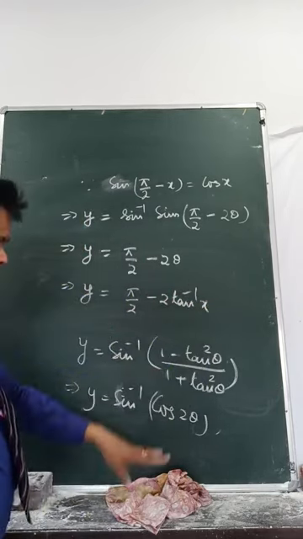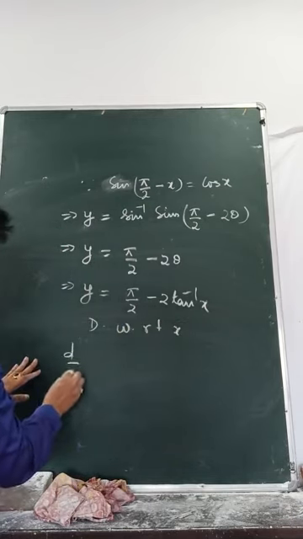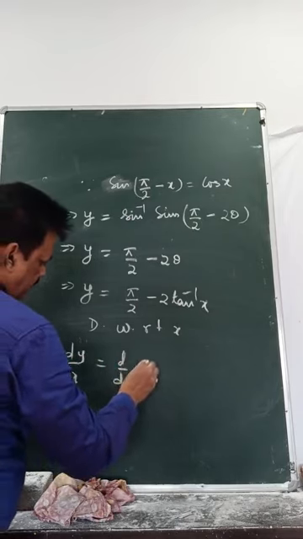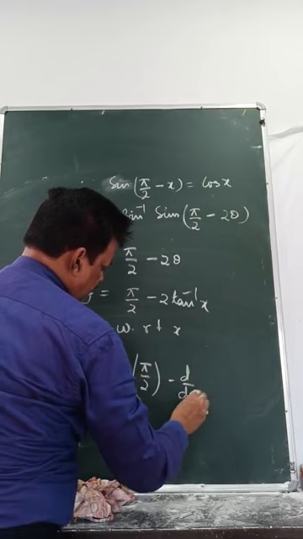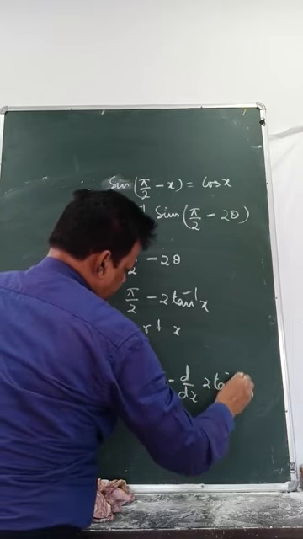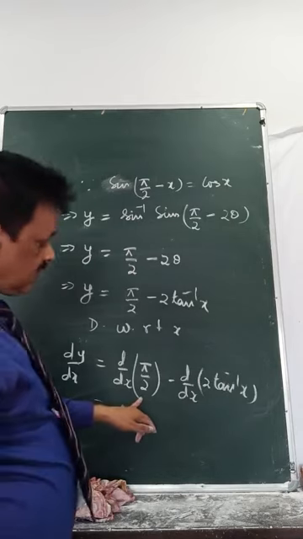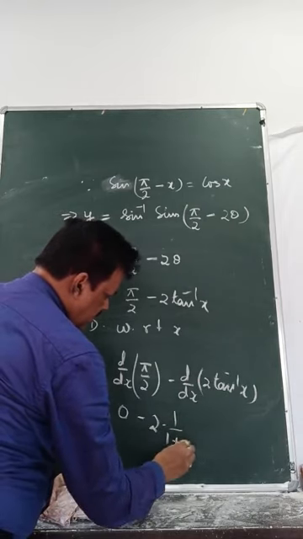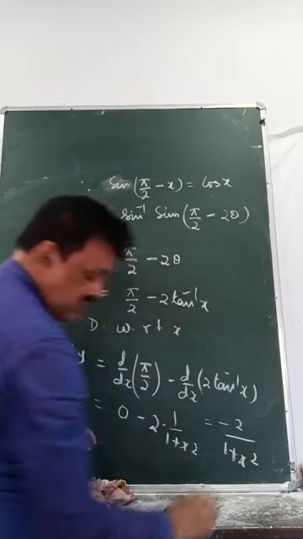Now differentiate with respect to x. So d/dx of y is d/dx of pi by 2 minus d/dx of 2 tan inverse x. So this is 0, constant derivative is 0, minus 2 into 1 by 1 plus x square, which is minus 2 by 1 plus x square. Okay, this is one pattern.